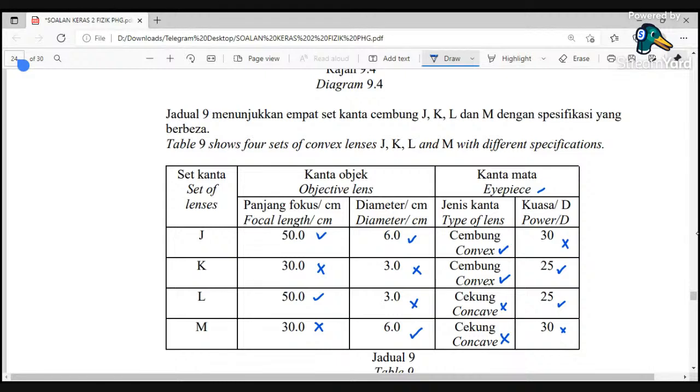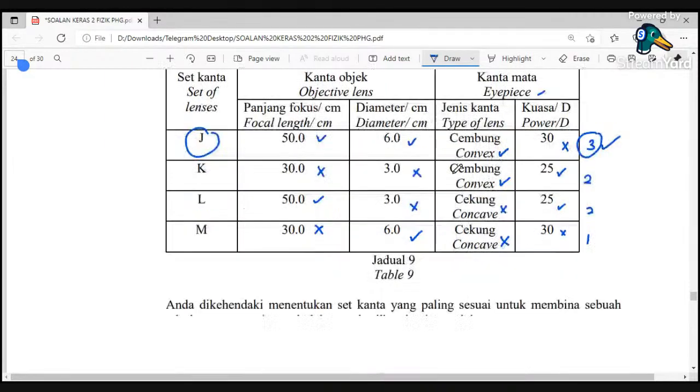Now we look at the number of ticks. This one has 3 ticks. This one 2, this one 2, and this one 1. So the one that won this competition is J. So I will choose J. So I will explain about J. What is it about J? Longer focal length of the objective lens, shorter focal length of the eyepiece, convex lens, larger diameter. So there are 4 characteristics here that I will use.